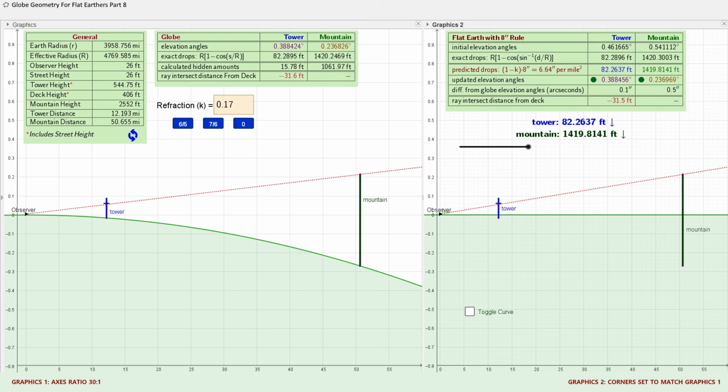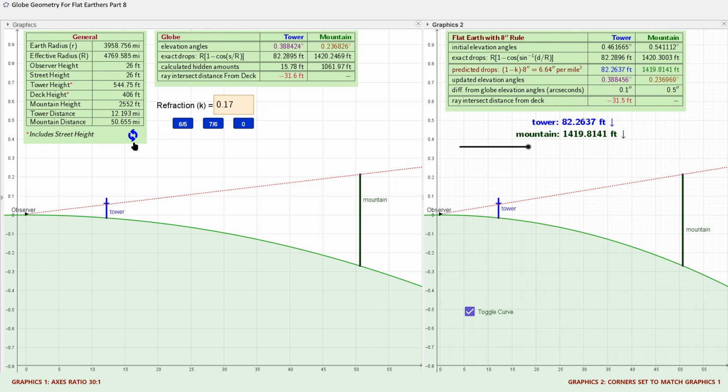The elevation angles are now practically the same as the angles in the globe scenario, the difference less than 1 arcsecond in both cases. And just look at where the peak of Doe Crag now appears to be for the observer, just below the observation deck. It's now looking a lot more like what we see in reality. It kind of reminds me of something.